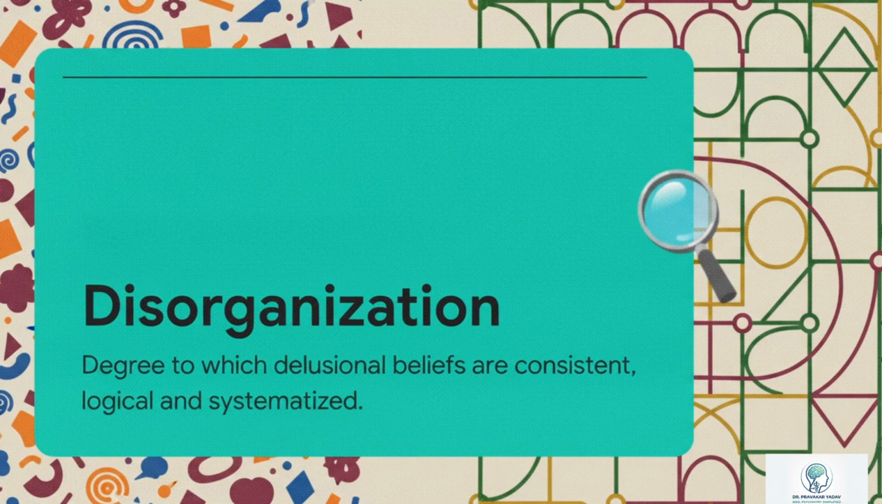This is where clinicians look at the internal logic and the systematic architecture of the belief network. Basically, is the delusion a messy, highly fragmented jumble of random thoughts, or is it a highly organized, complex, and internally logical web? Some patients build these incredibly systematized delusions, where one basic false premise supports a massive, meticulously structured architecture of belief. It's wild.